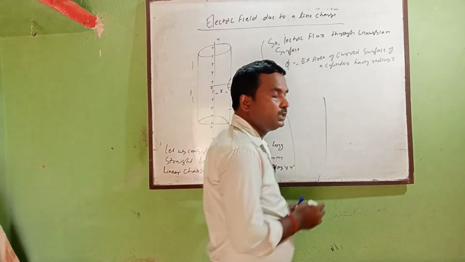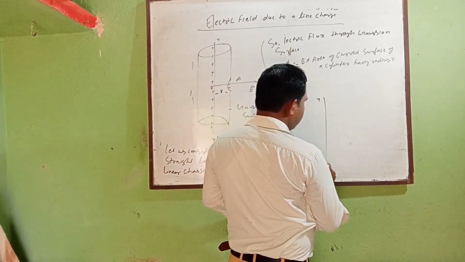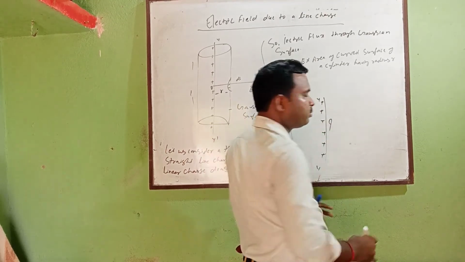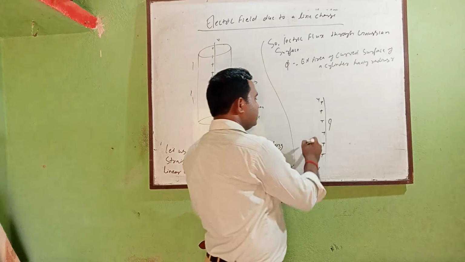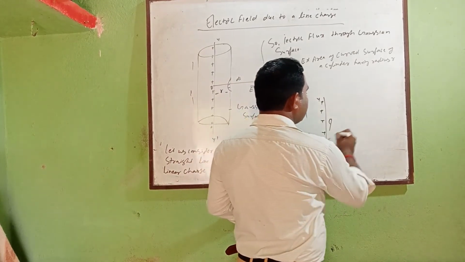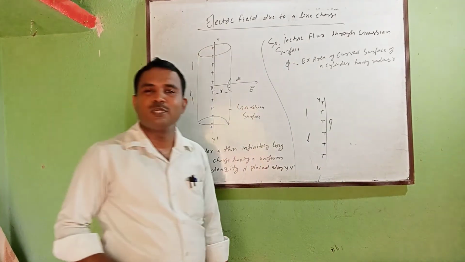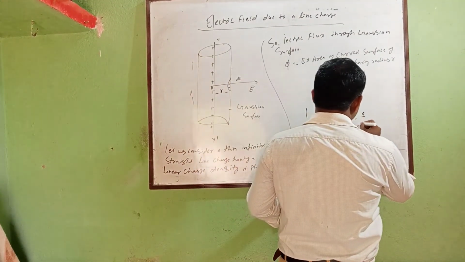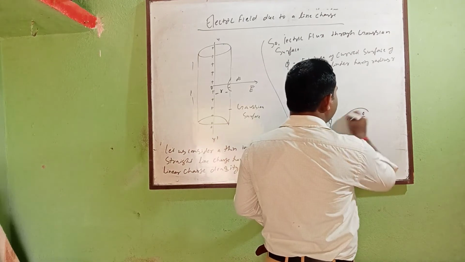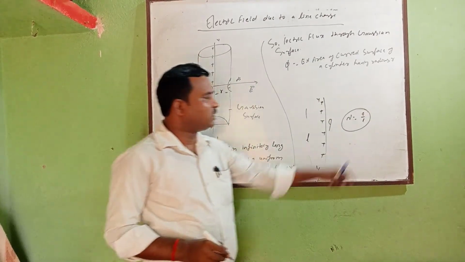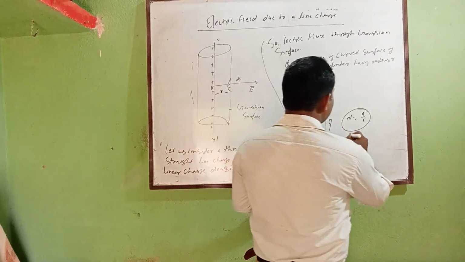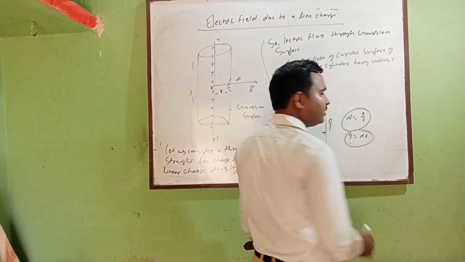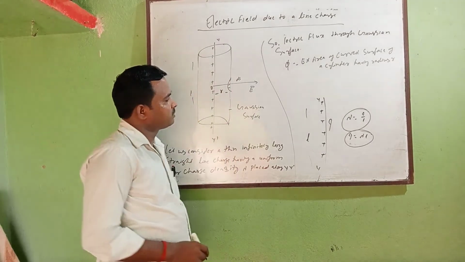Suppose that we have a line. This is the y and y dash, and many charges are placed over it. Suppose that charge q is placed, and the length of this line is L. Therefore, according to the definition of linear charge density, what is the formula? Lambda is equal to q by L. So q is equal to lambda L, that we can write now. Very good.